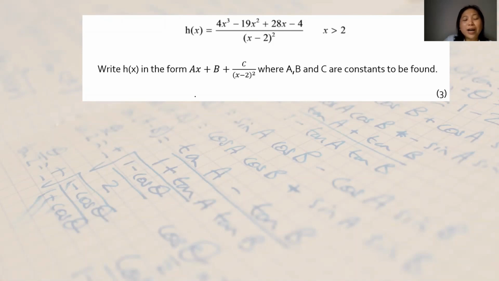So in order to write h of x in the form as the question requests, some of you might have already realized that we need to use long division. So if you know how to do this question, could you please pause the video and have a go at this question, then come back to check the answer with us? If not, please keep watching.